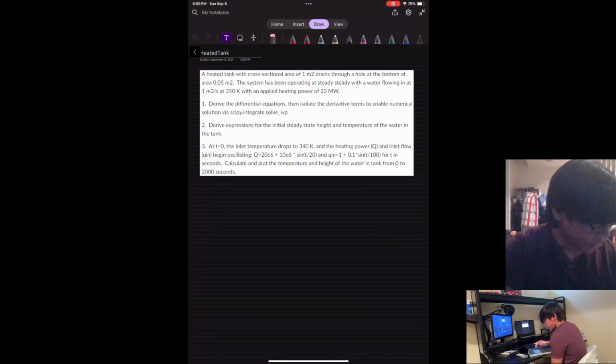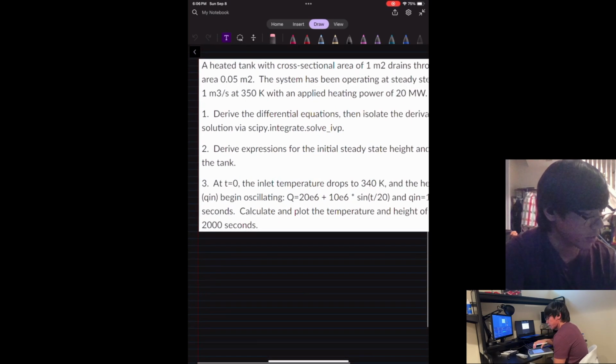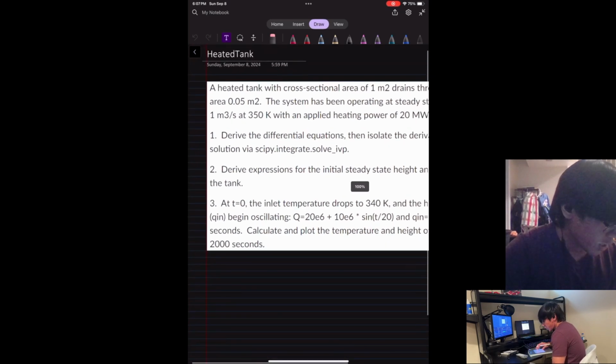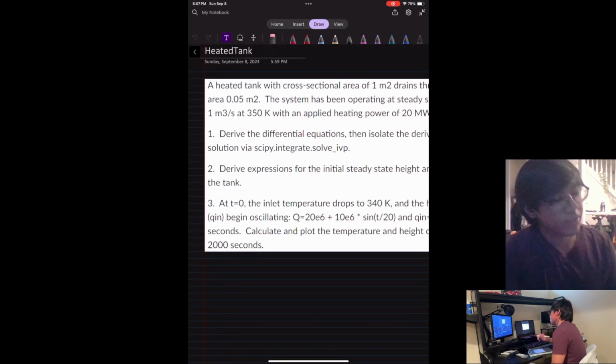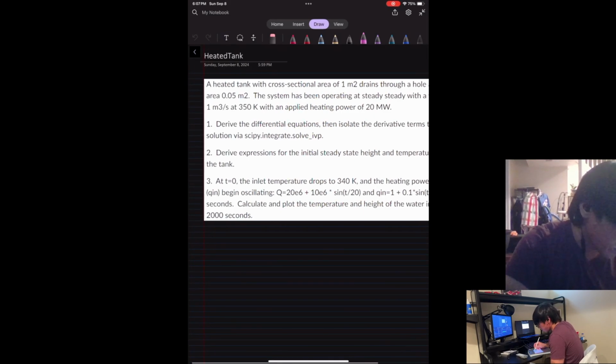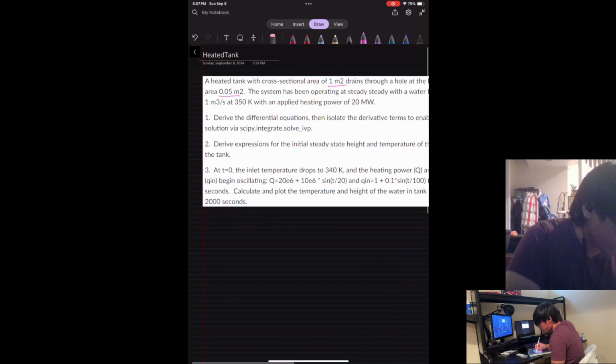All right, so we have another tank problem similar to the previous parts A and B. What we're interested in, so let's just walk through this, read through our word problem. Similar heated tank, just one this time, with a cross-sectional area of 1 meter squared. And we have a drainage hole as well, 0.05 meters squared.